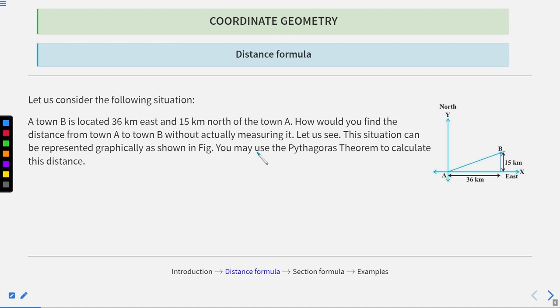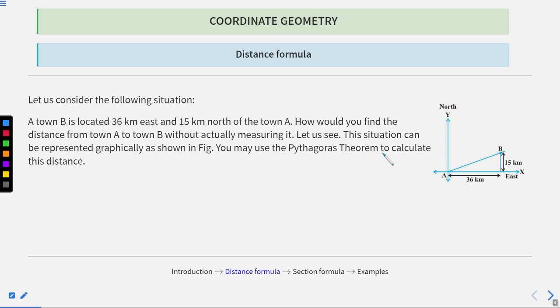Town B is located 36 km east and 15 km north of the town A. How would you find the distance from town A to town B without actually measuring it? Basically, we have to find this distance, the A to B distance, without actually measuring it. This situation can be represented graphically, as shown in this figure.